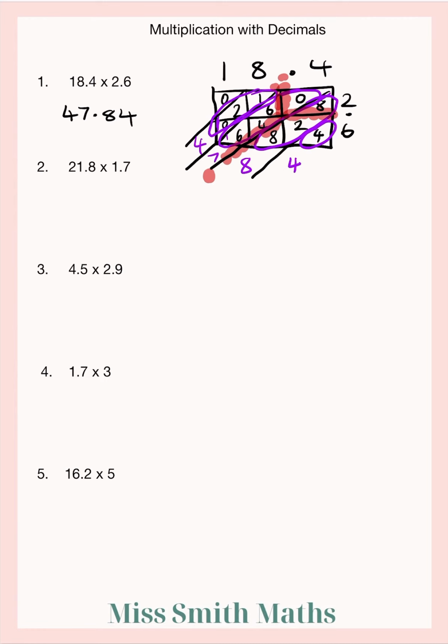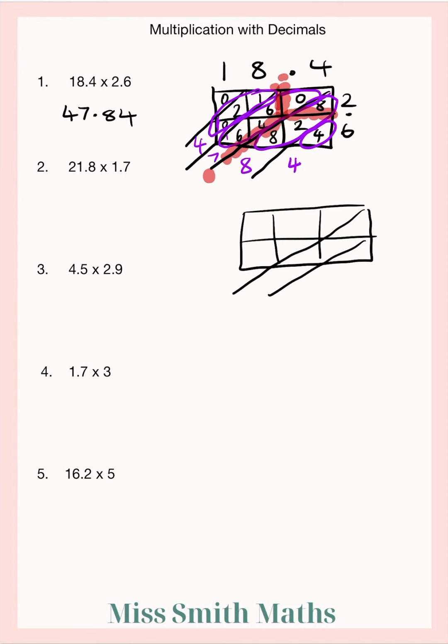So if we go on to the next one and try that again, we're going to have the same grid. It's going to be a 3x2 grid, making sure those diagonals go from the top right to the bottom left. You're going to have 21.8 and 1.7. It's up to you if you do your decimal at the start or at the end. I can show you now at the start. You're looking at where those decimals meet, and then you're going to follow it down the diagonal. So the decimal will go here. Then you're going to fill your table out as normal.